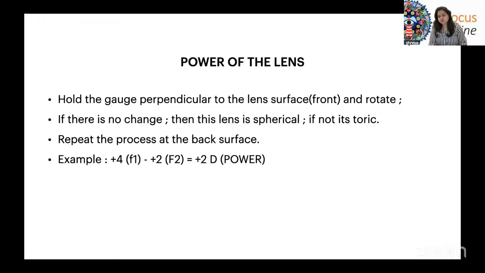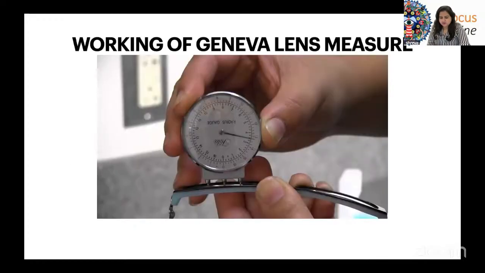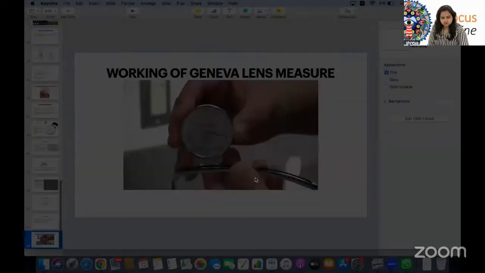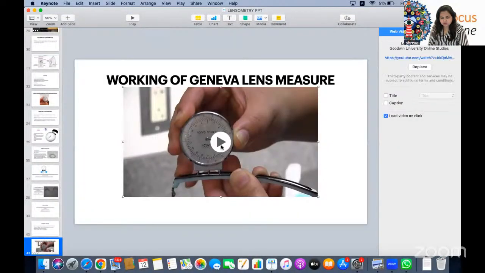But how it is to be used is that the gauze has to be held perpendicular to the surface of the lens. There shouldn't be any tilt. And then we start rotating it. In case there is no change in the gauze, that means we are dealing with a spherical lens. But if there is any change in the reading of the gauze as we rotate the lens, that means that it is toric. So this is how it is to be placed. There should be no tilt whatsoever. This is a video showing how it works.